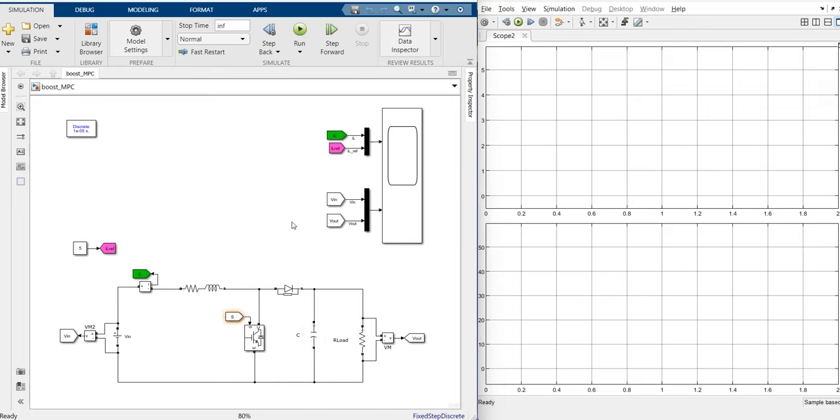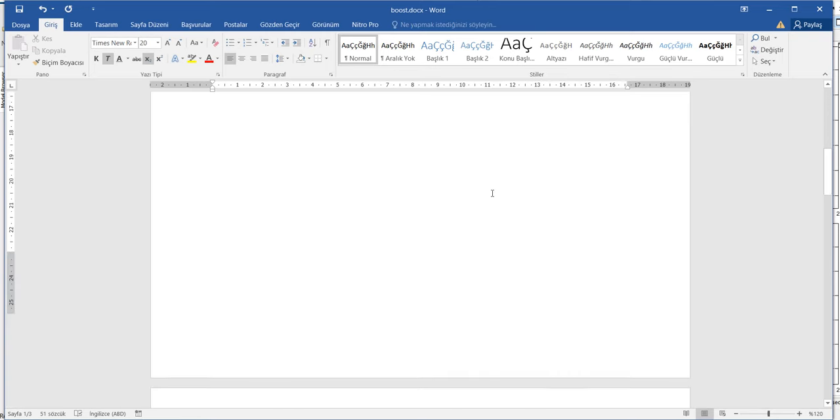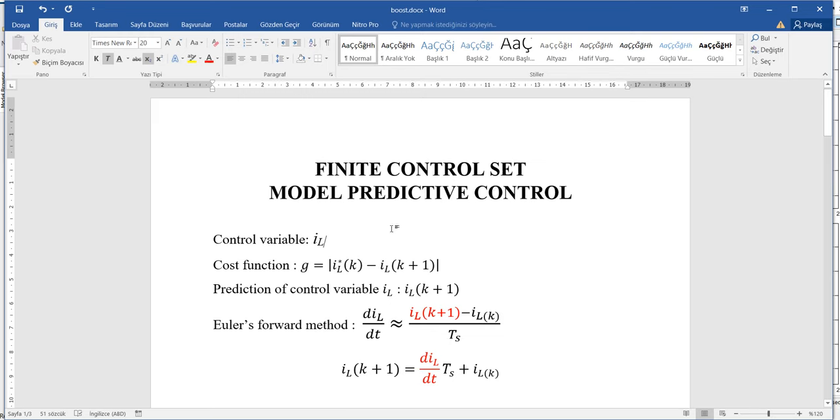So first we need system parameters, we need the derivative equation of the converter. I would like to talk about both finite control set model predictive control and boost converter. Our control variable is inductor current, so input current of the boost converter, and we need the error function or cost function in the model predictive control here.